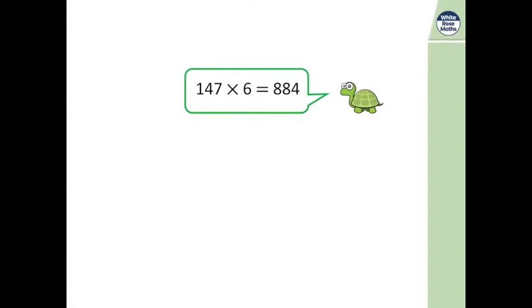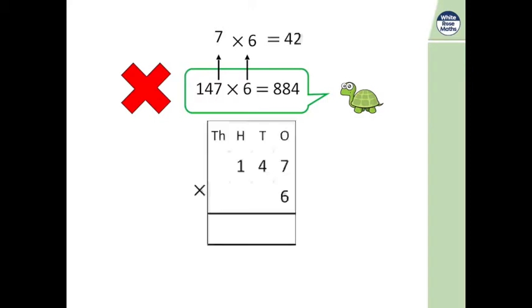Tiny says 147 times 6 is 884. Our first step in this calculation is going to be working out 7 times 6 or 6 times 7. And the answer to that is 42. Can you spot what Tiny's done? He's placed the wrong digit in the box and carried the wrong digit.